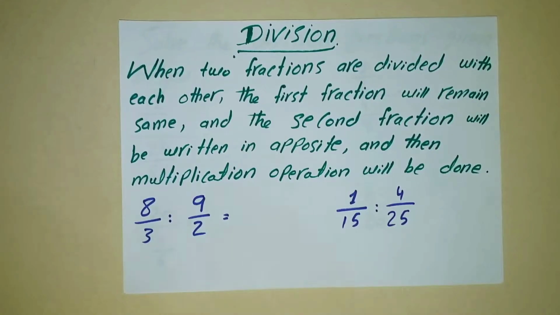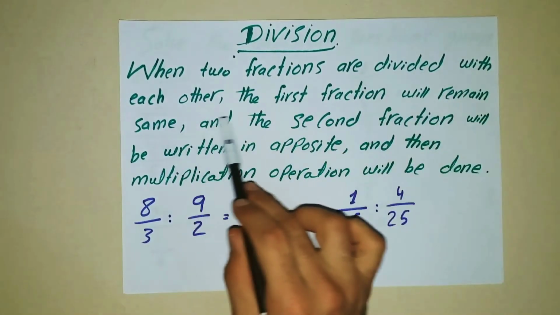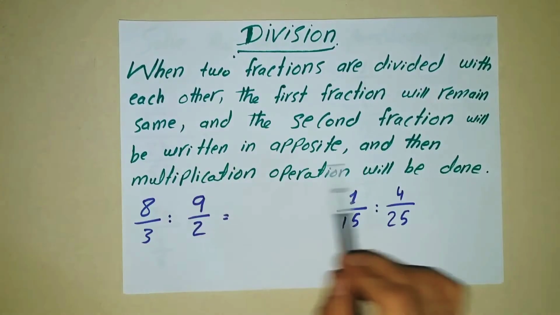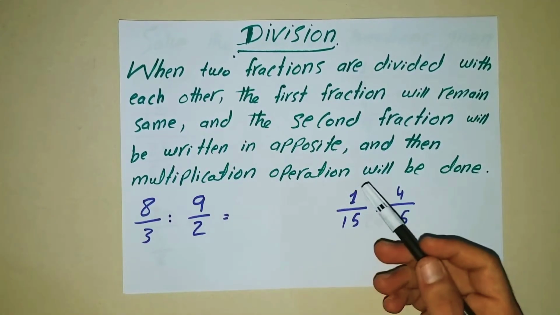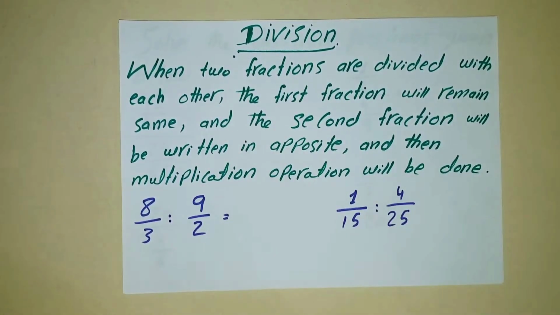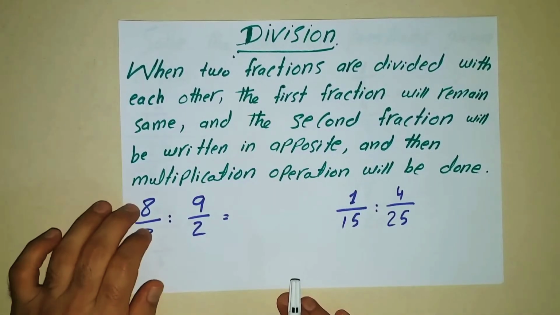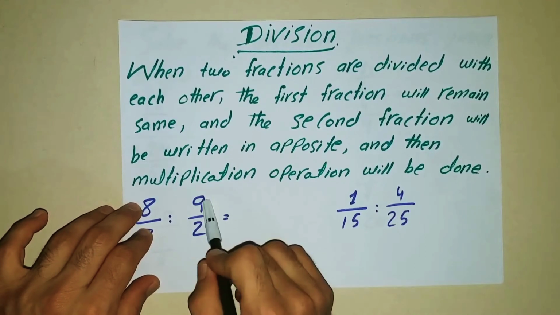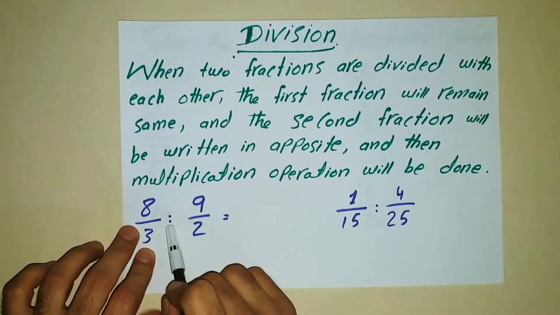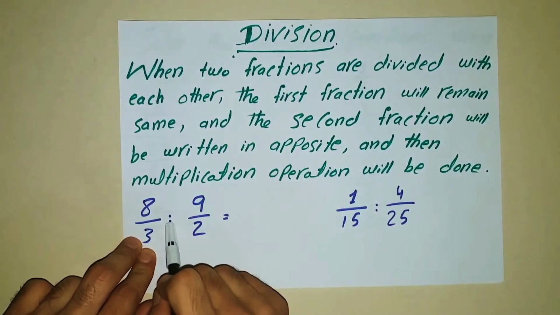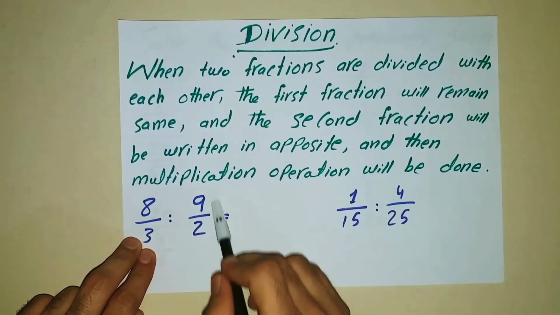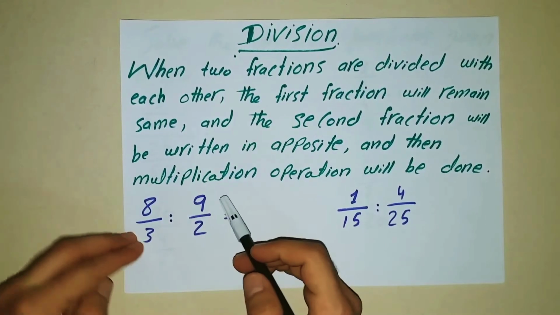Let's do the division in rational numbers. We have done multiplication, now we will do division. When two fractions are divided by each other, the first fraction will remain the same and the second fraction will be written in opposite, and then the multiplication operation will be done. In division, we will write the first fraction the same, and we will write the opposite of this one, and we will do multiplication. We will change this sign to multiplication, and we will change this one to its opposite.